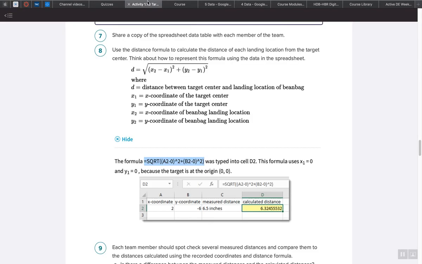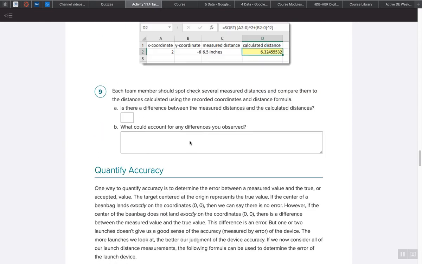So in your engineering notebook, I want you to take a minute now and answer the question: is there a difference between the measured distances and the calculated distances? And I think we all know the answer from looking at what we just saw: yeah, there's a difference. But more importantly, I want you to try to figure out on your own and write down in your engineering notebook what could account for any differences you observe. So take a minute and think about that. Write it down in your engineering notebook.